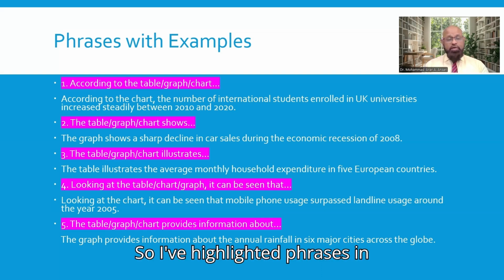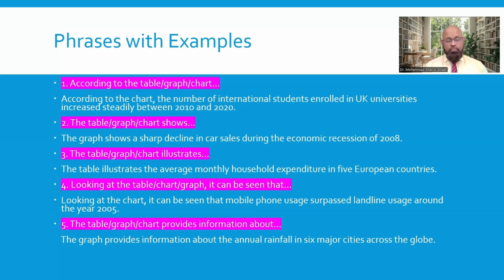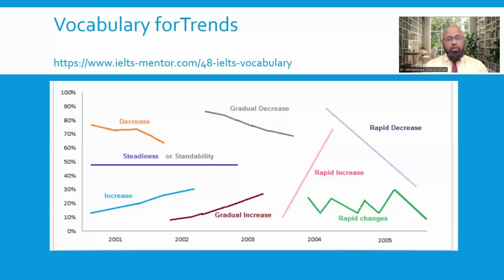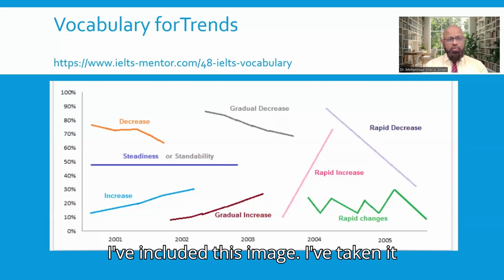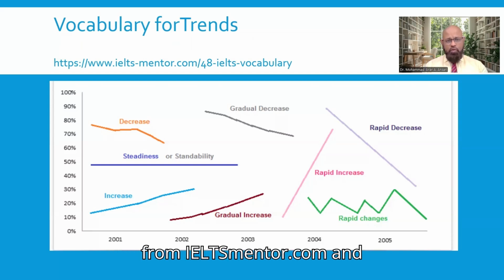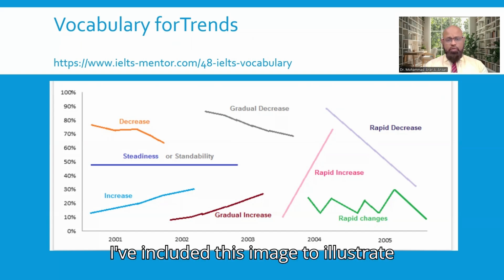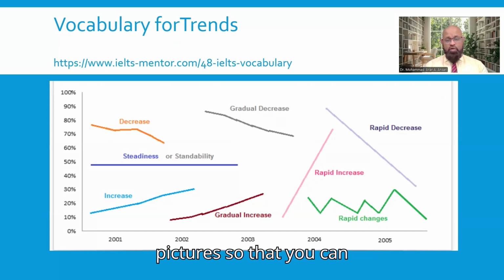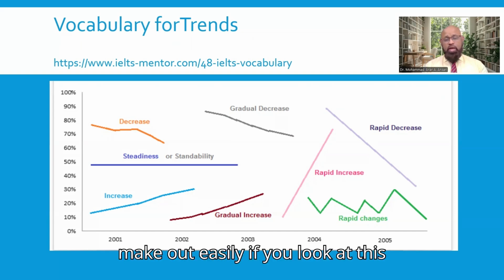So I've highlighted phrases in pink or purple and examples are in white so that you know how you can use these beautiful phrases in your own examples. I've included this image, taken from IELTSmentor.com, to illustrate how you can report different trends with pictures so that you can make it out easily.